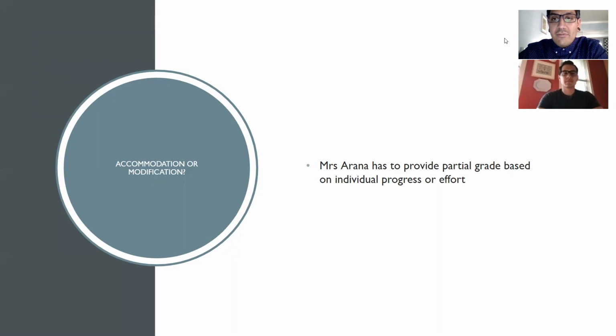Okay, so for this one, this is actually a modification. The key thing is providing a partial grade based on effort. So this is changing the standard and the curriculum. We need to make sure that we understand that, because had this been a different scenario where we're allowing a change in just the way that they're responding, it would have been an accommodation. But since you're grading based on progress and effort, that is a modification.